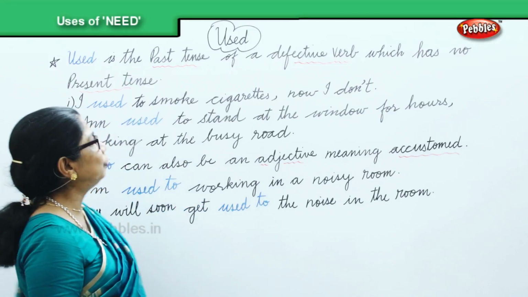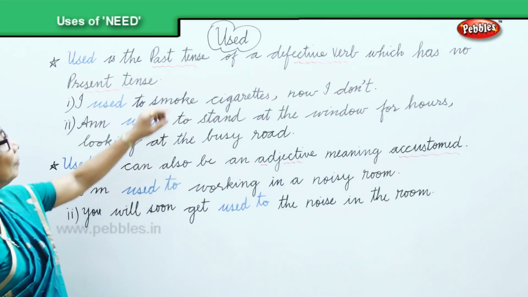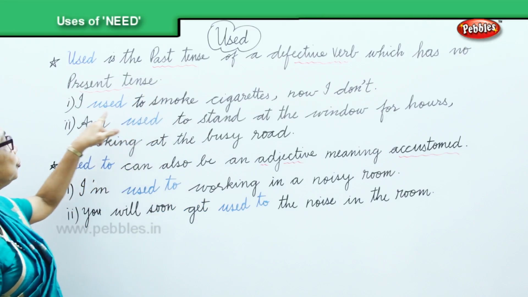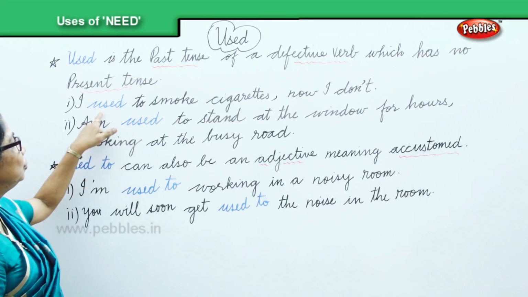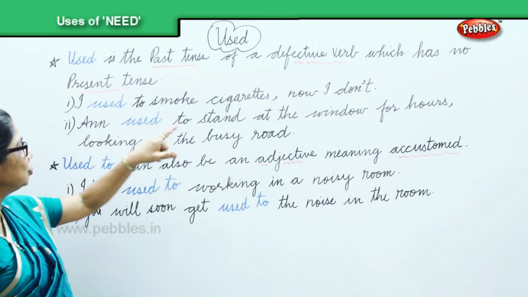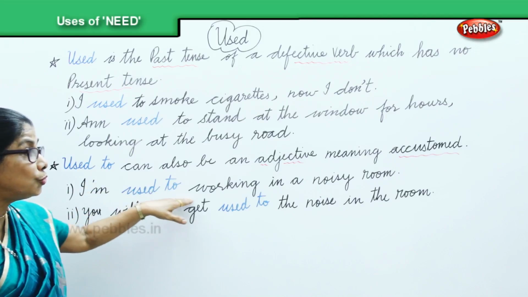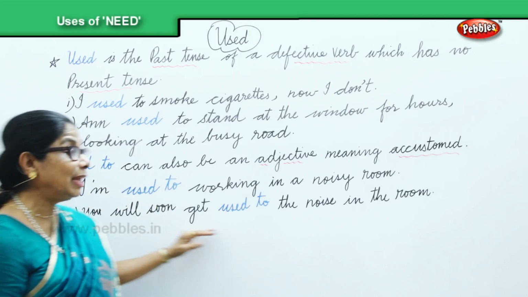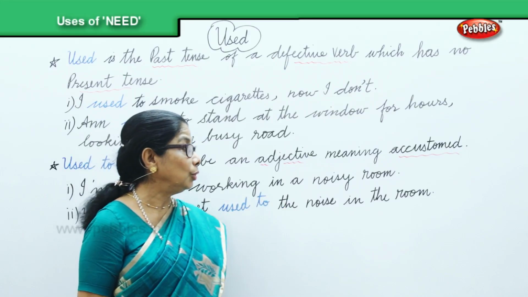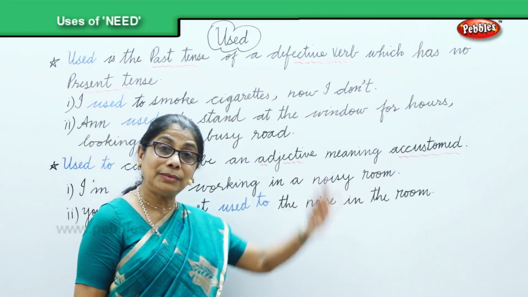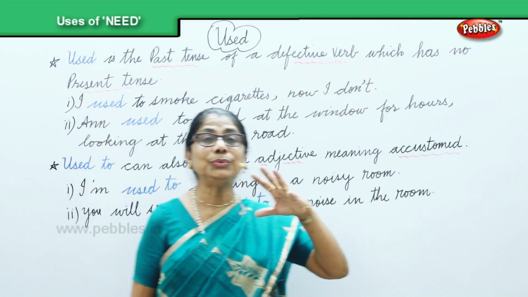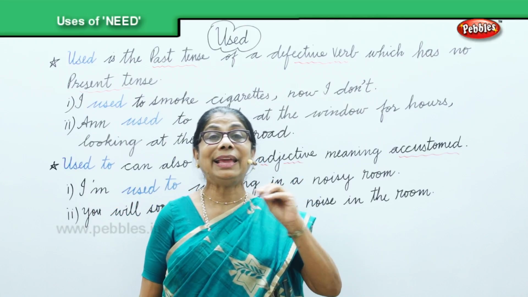So, we have done 4 sentences. The use of used, and used to smoke, used to stand here, used to. I am used to working. You will soon get used to the noise in the room. That's 4 different ways of using used to in a sentence.